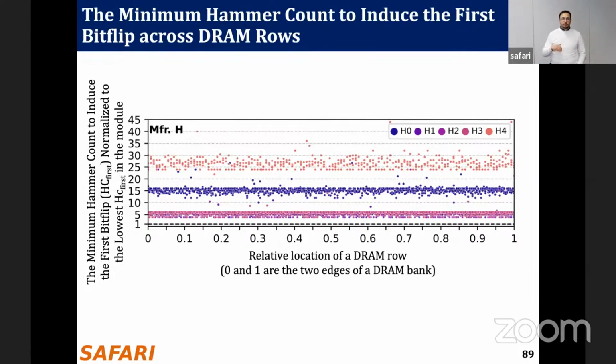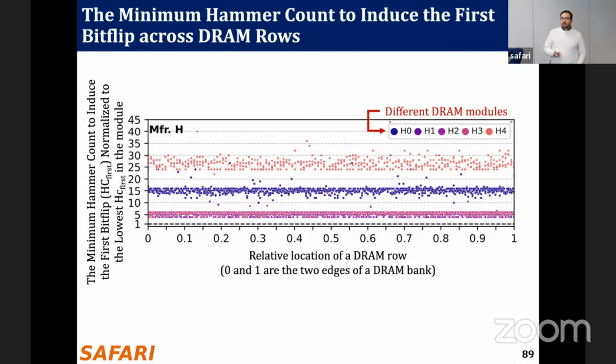And we have this in a normalized way. We normalize it to the lowest HC first that we observe in the DRAM bank. So on the y-axis, the 1.0 line shows the most vulnerable DRAM rows, and the other points have larger HC first values. And how many times larger? 5, for example, means that the HC first value of that row at y equals 5 is 5 times larger than the minimum HC first you observe in that bank.